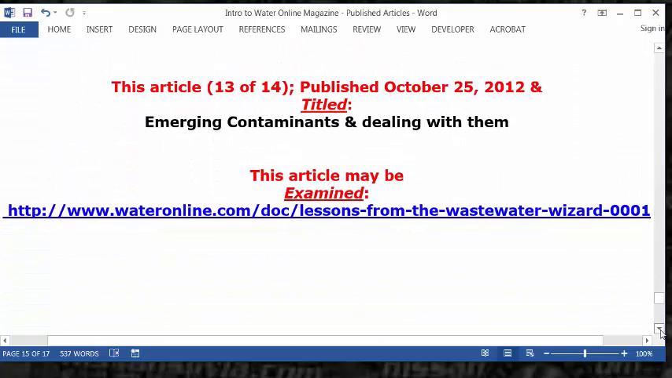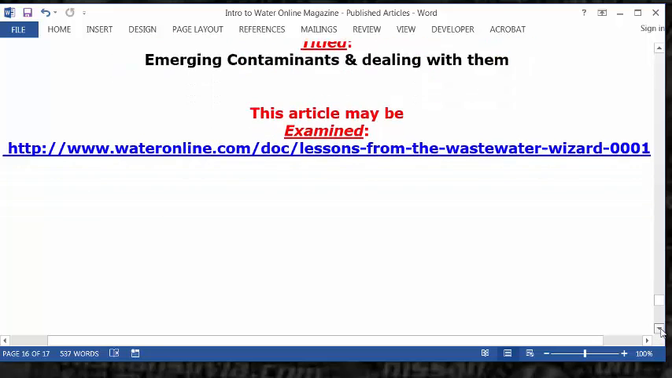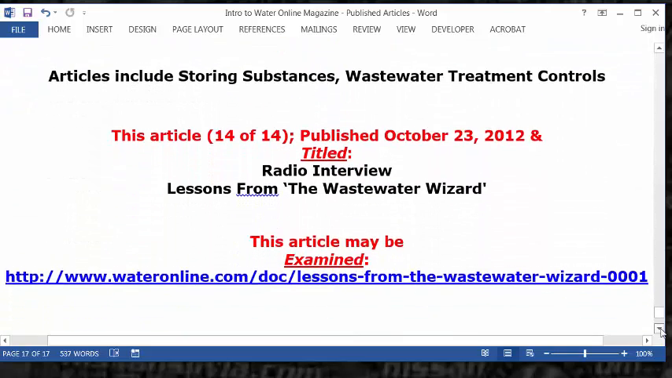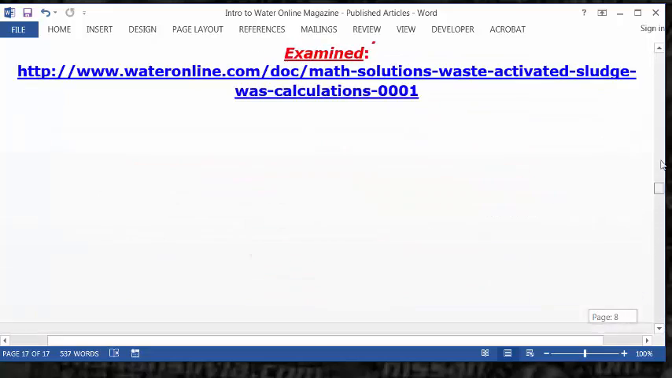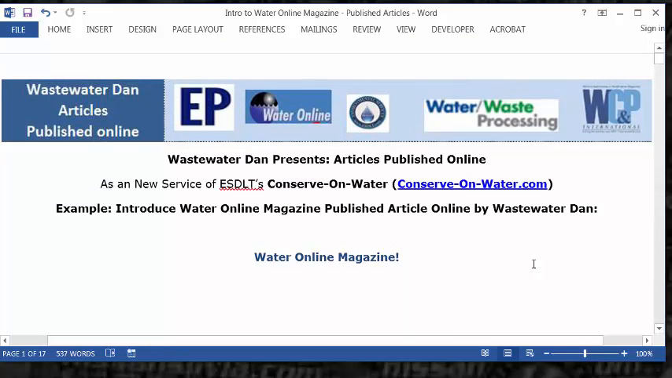Now, Article 13 and Article 14 refer to a radio interview I did. I gave a radio interview in October 2012 to Water Online Radio. So this first one here talks about the October 25, 2012, Article 13 of 14, titled Emerging Contaminants and Dealing with Them. And then Article 14 covers the radio interview as well. October 23 is the published date, and Lessons from the Wastewater Wizard, and this is the link on their site. So those are all 14 articles that I've authored and published on the Water Online website.